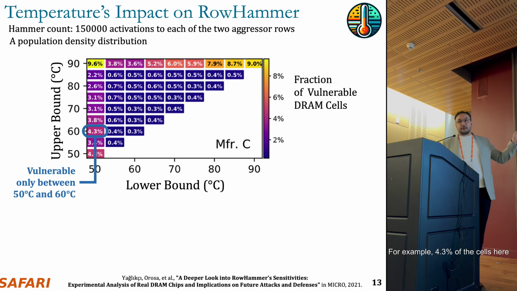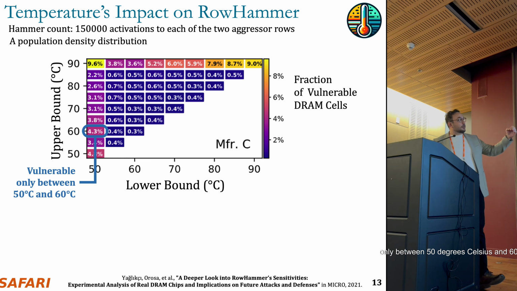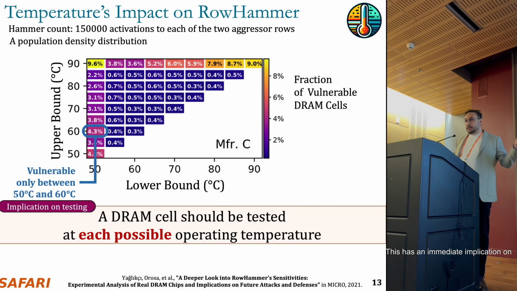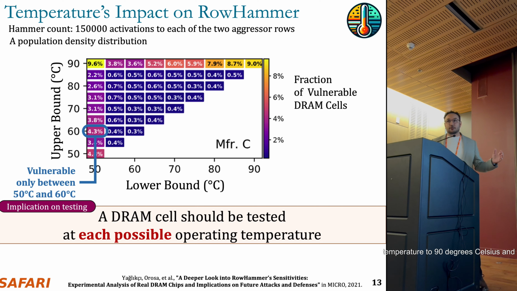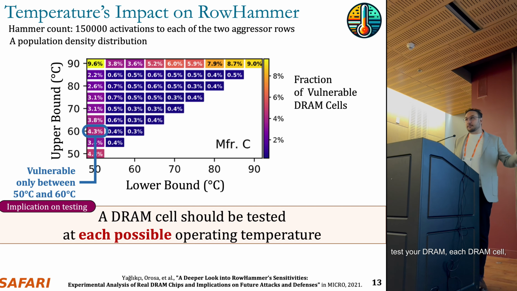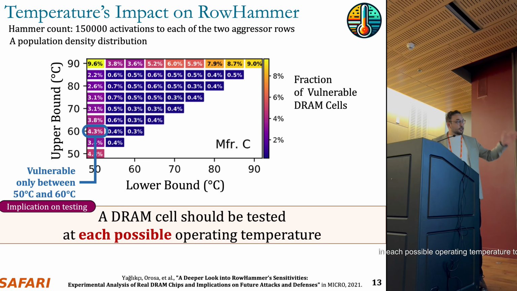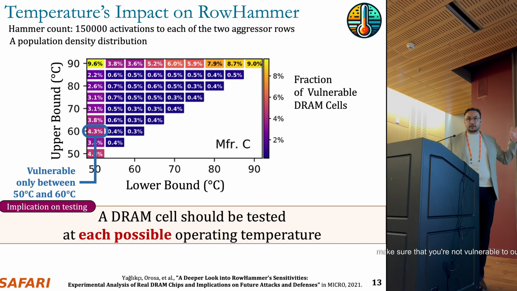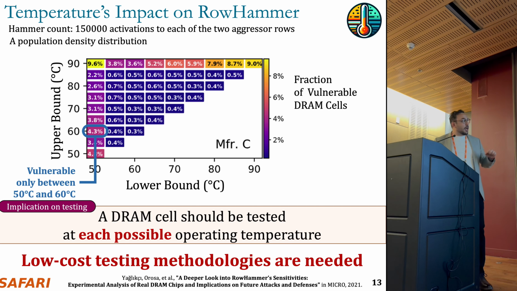For example, 4.3% of the cells here exhibit Rowhammer bit flips only between 50 degrees Celsius and 60 degrees Celsius, but not above or below it. This has an immediate implication on testing. Now you cannot just crank up your temperature to 90 degrees Celsius and expect to observe the worst case. You need to test each DRAM cell at each possible operating temperature to make sure that you're not vulnerable to Rowhammer. And it motivates future research on low-cost testing methodologies.